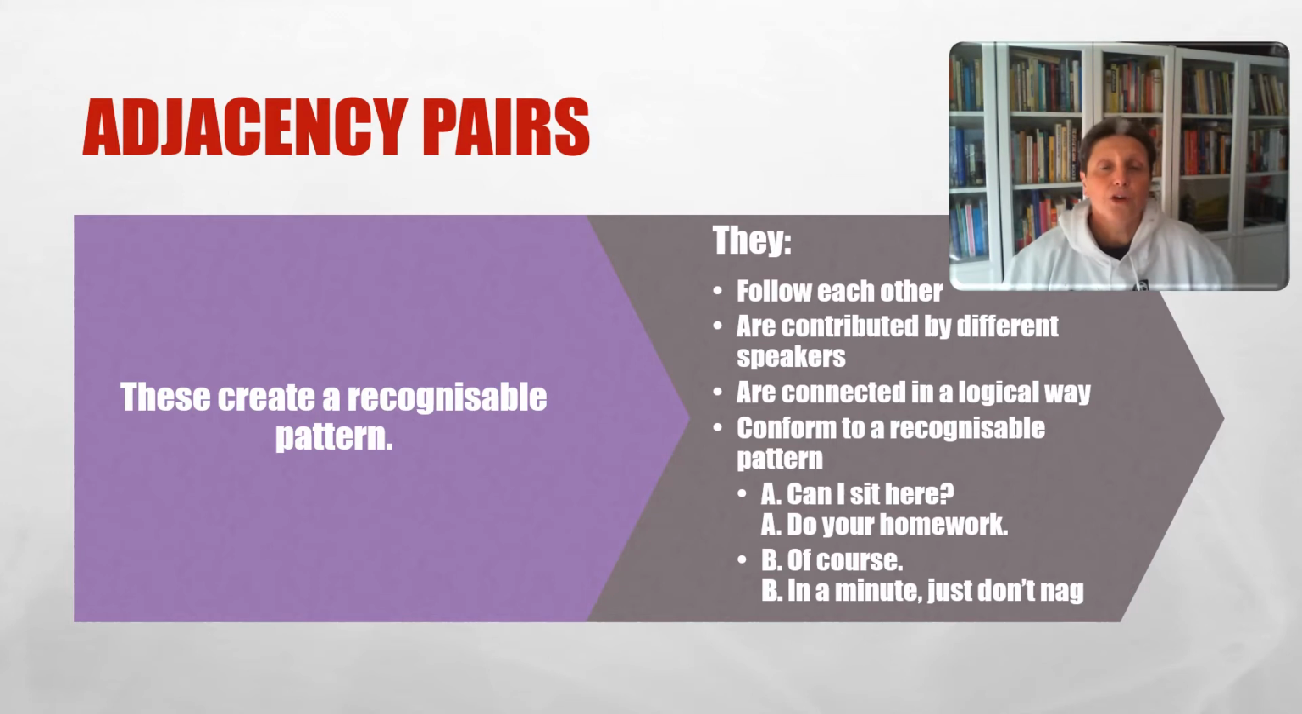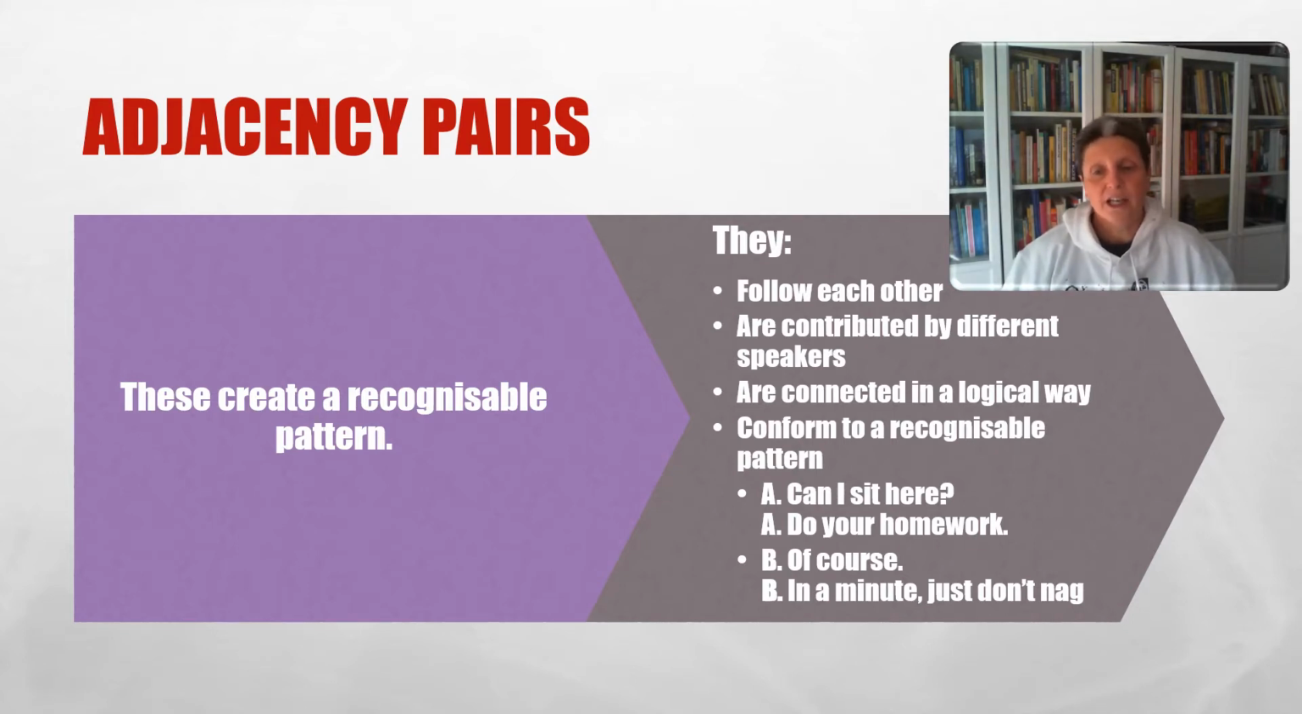The other thing to look for and comment on when you're doing an analysis of a spoken script are adjacency pairs. Now these follow each other and they create a recognisable pattern. They can be contributed by different speakers, so they're always sort of a question and answer form. They always conform to a recognisable pattern, so they're easy to identify, pick out and comment on, and also for you to say what they're doing and why they're there. So it might add to the coherency of the text, or it also might reveal something about the interlocutors themselves.